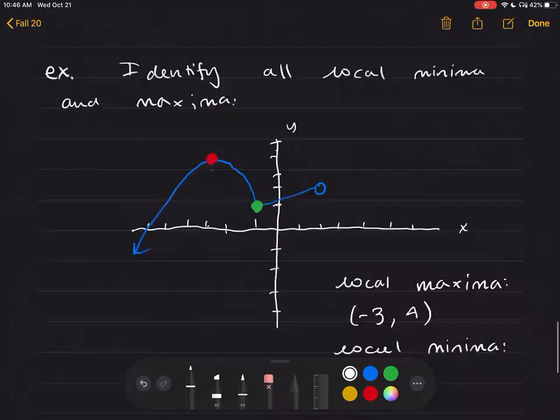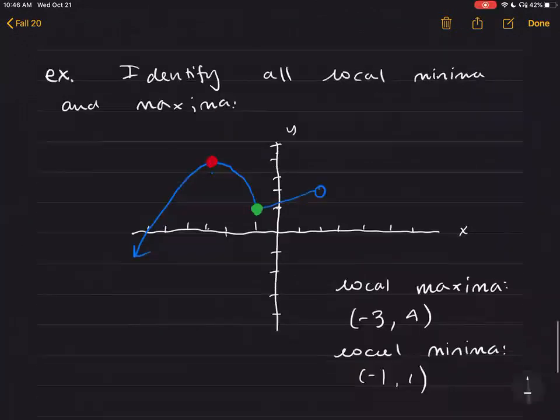All right, excellent. So those are the three pieces of information we're pulling from graphs in this section. We talked about local minima, local maxima, increasing and decreasing functions, and then we also talked about finding domain and range from graphs. So keep working on your homework, and I hope to see you in office hours.